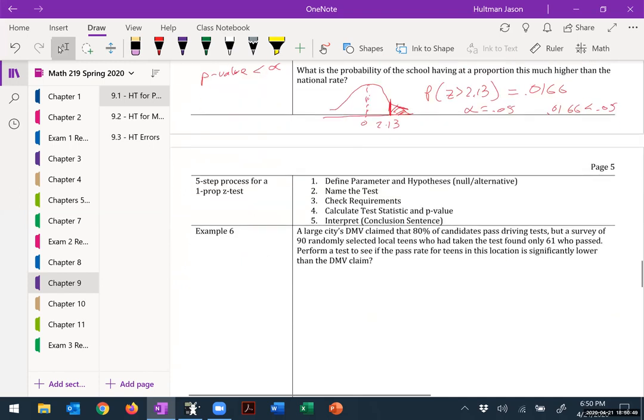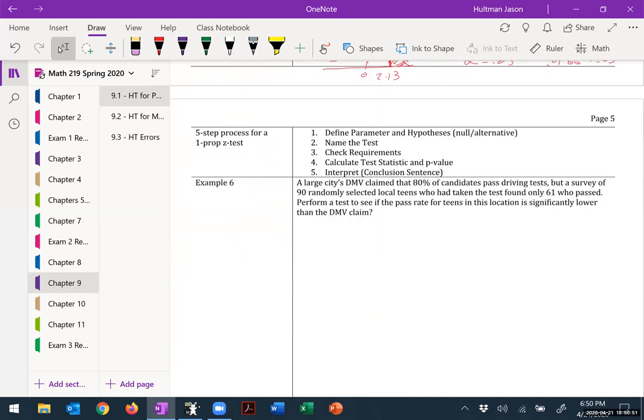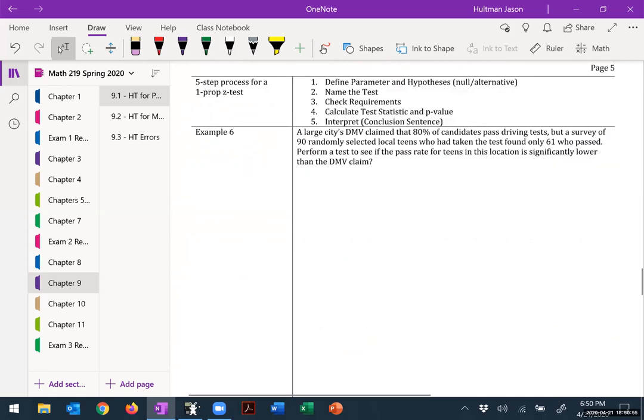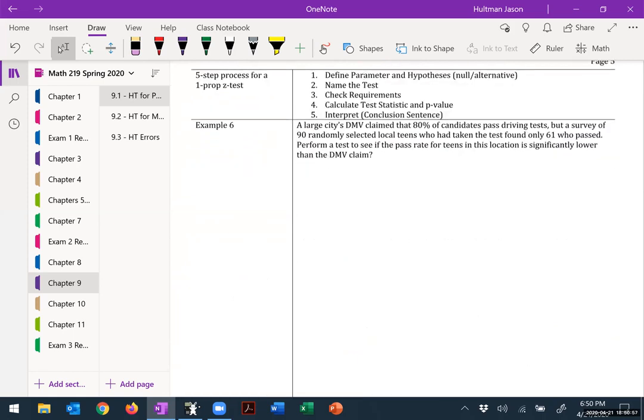Okay, let's go into a full-blown hypothesis test. Okay, 5-step process. We're going to do the whole thing. We're going to do 2 whole hypothesis tests now. These things are kind of long. They take a lot of calculation, and they take a lot of interpretation. You will have a few of these to do on the next exam, so keep that in mind. You need to know how to do a hypothesis test.